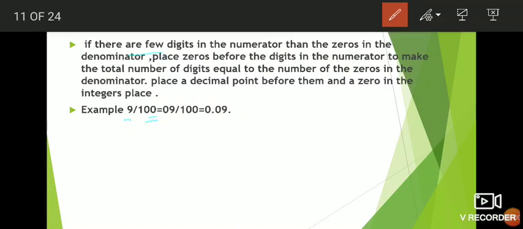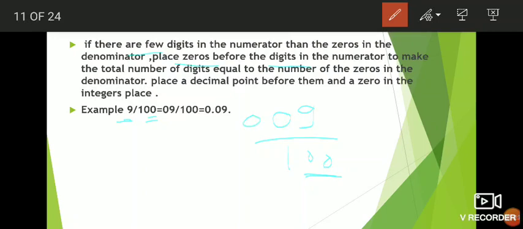In the denominator 2 zeros are there, and in the numerator only 1 digit is there. So what they told, see here, place zeros before the digits in the numerator. Means 9 upon 100 is there. Here how many zeros are there? That many digits we want in the numerator. So here 2 zeros are there, that's why 2 digits I took.